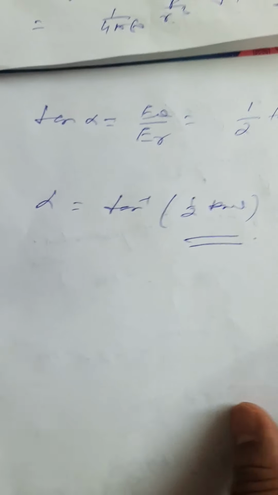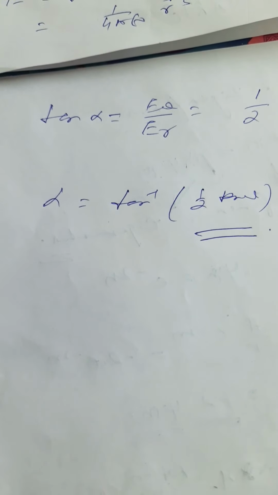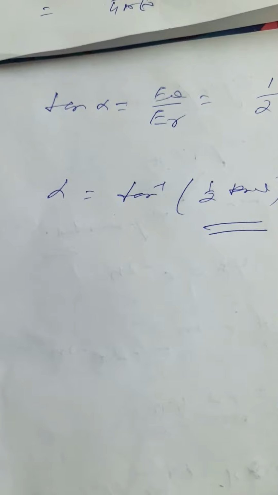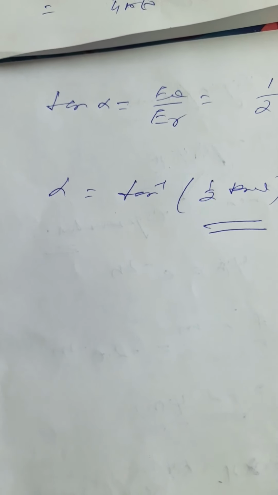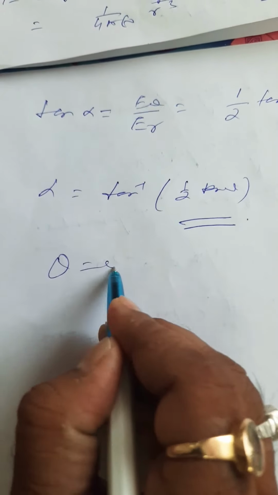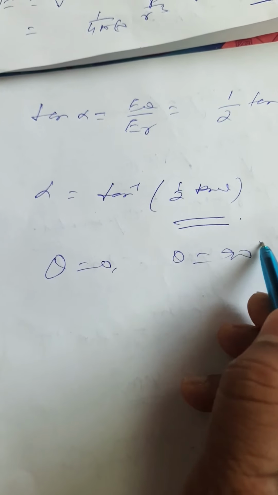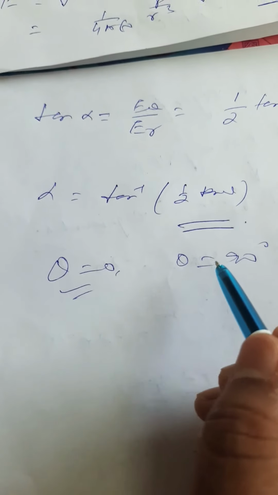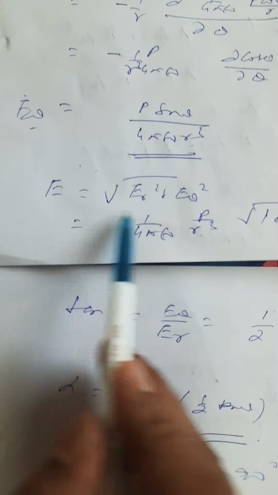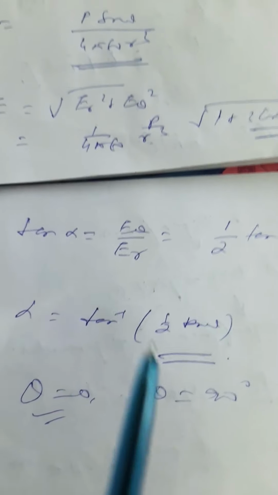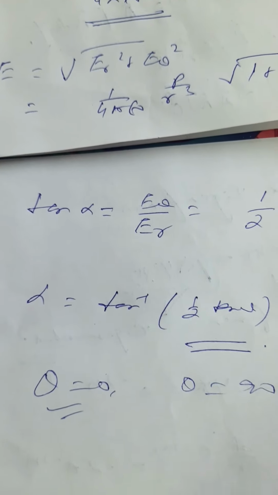Now we can consider the different cases as we have done in the case of the dipole moment in the previous potential due to the dipole moment. You can take theta equal to 0, theta equal to 90 degree, and just substitute the value of theta, 0 and 90 degree, in this particular expression to get the resultant value. Okay, that is end on position and broadside on position.